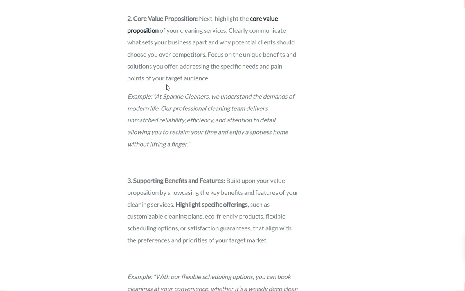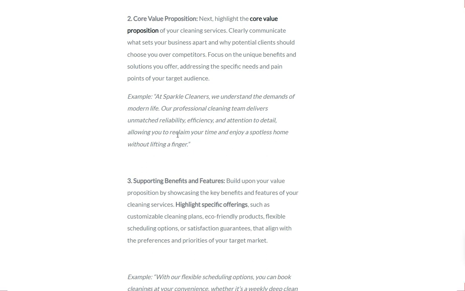You mention the headline, and then you try to explain it a little bit. In the example, Sparkle Cleaners, we understand the demands of modern life. These are some of the things that, say, an upper middle class homeowner or a business owner, if you're talking about office cleaning, would find important. Attention to detail is huge in the cleaning business, so whenever you can talk about attention to detail, that's always a great topic to talk about and to show, and allowing people to reclaim their time or energy.